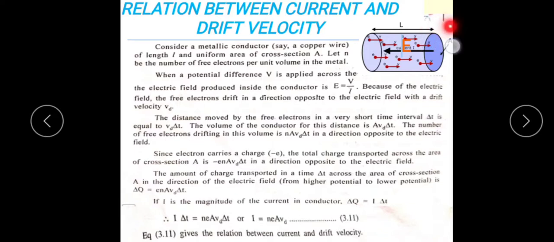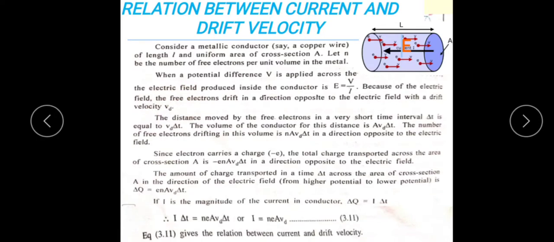See, if there is a positive charge and a negative charge, an electric field is developed inside the metal, from the positive to the negative plate. Due to this, the electrons drift towards the positive terminal, opposite to the electric field. The electric field is in this direction, but the electrons are drifting opposite to it with a velocity Vd. This is the drift velocity Vd.